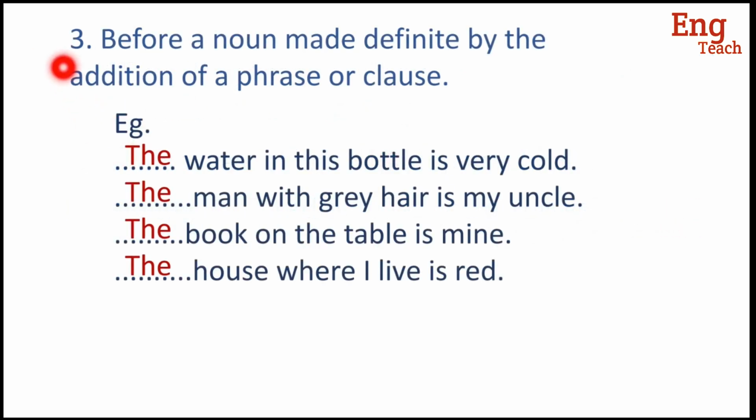Rule number 3. The is used before a noun made definite by the addition of a phrase or clause. For example, the water in this bottle is very cold. Here, water is made definite by adding the phrase in this bottle, so it takes the. The man with grey hair is my uncle. The book on the table is mine. The house where I live is red.